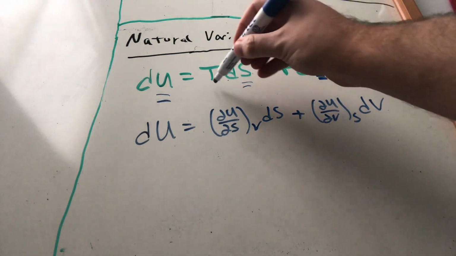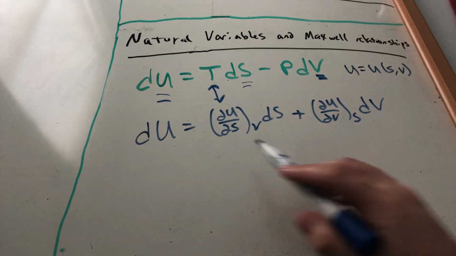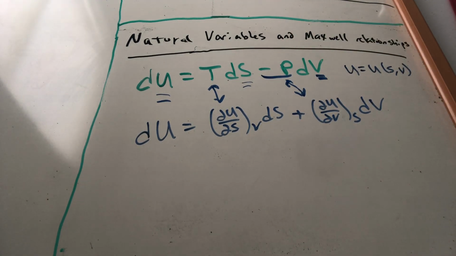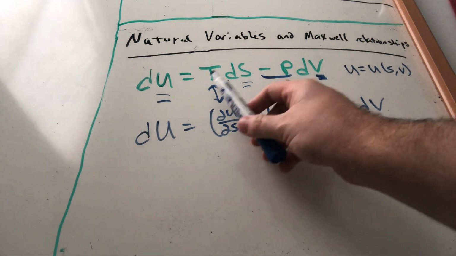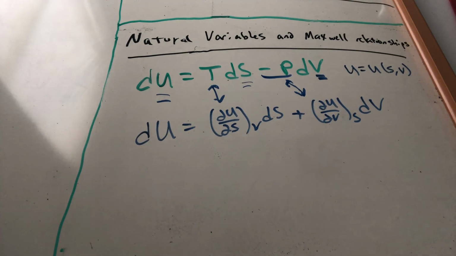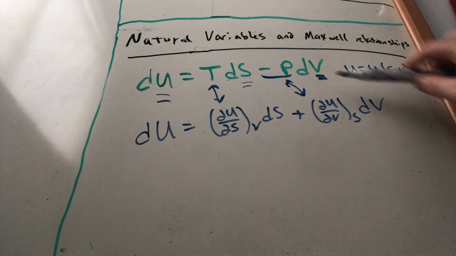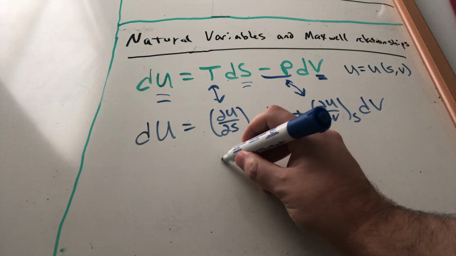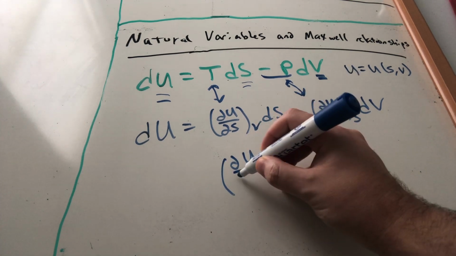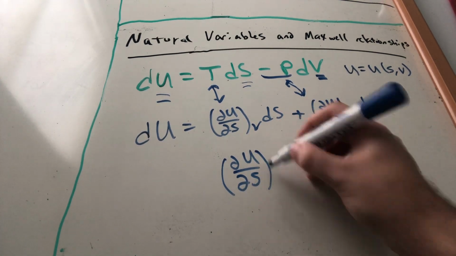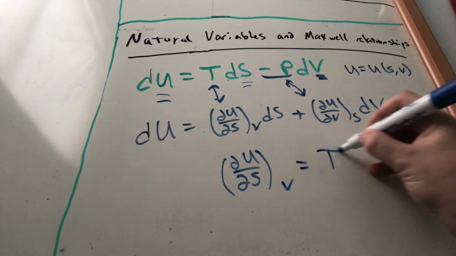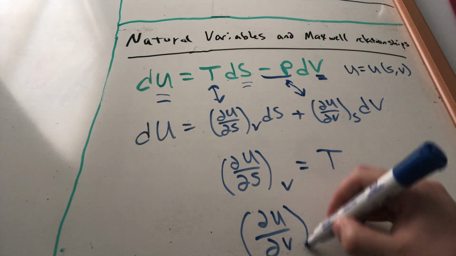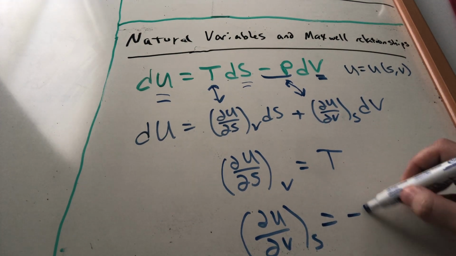Well, if you look at this, there's some equivalence you can see. These terms, if they're equivalent, mean that everything in front of the dS on the top and the bottom must be equal to each other, and everything in front of the dV on the top and the bottom must be equal to each other, right? And so it turns out that we can say that partial U, partial S at a constant V is equal to T, and partial U, partial V at a constant S is equal to minus P.